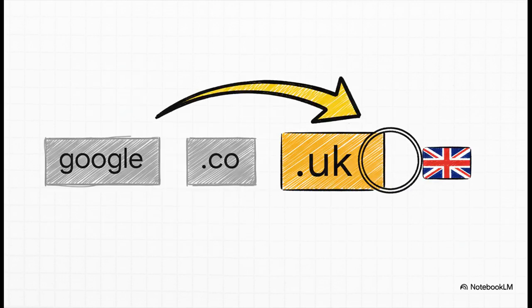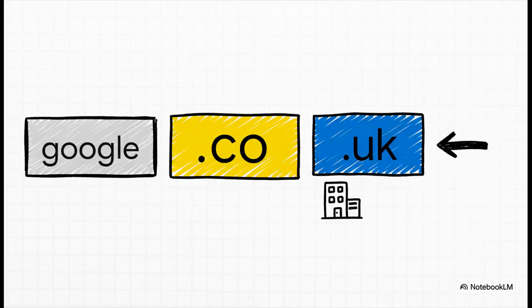Starting all the way on the right, you've got .uk. This part is called the top-level domain, or TLD for short. It's the most general category. In this case, .uk is a country code TLD, which tells us right away that the site is based in the United Kingdom.